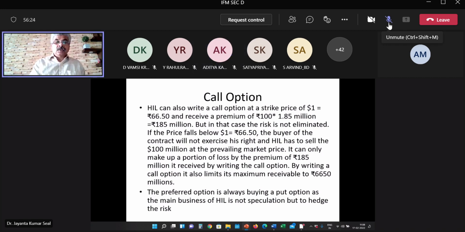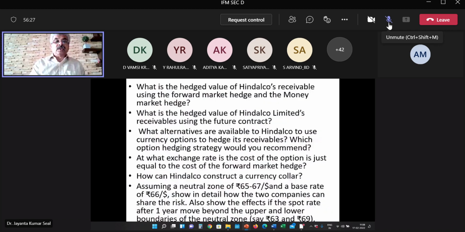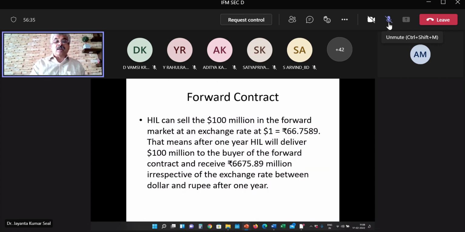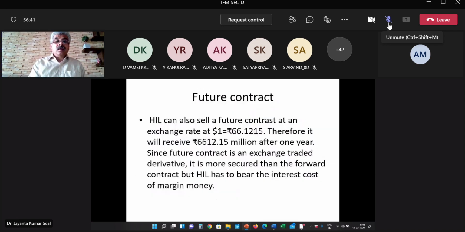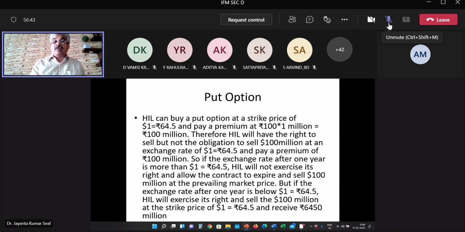So what is the next question? At what exchange rate is the cost of the option just equal to the cost of the forward market hedge? What is the cost of the forward market hedge? 6675.89. We are talking about the put option. For the put option, you pay a premium of 100 million.